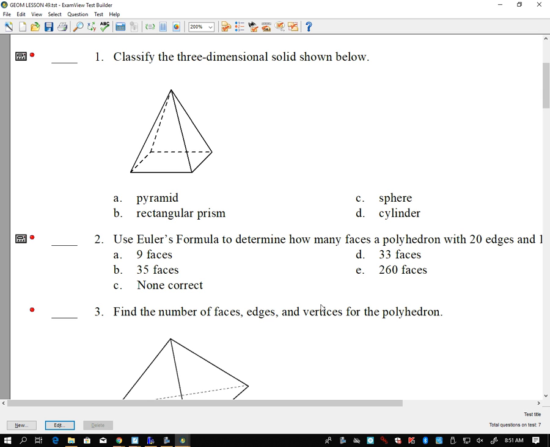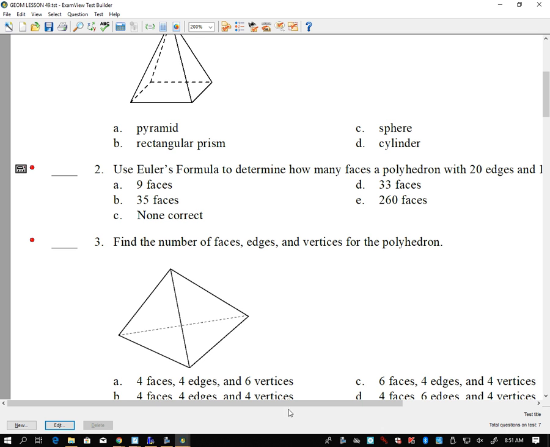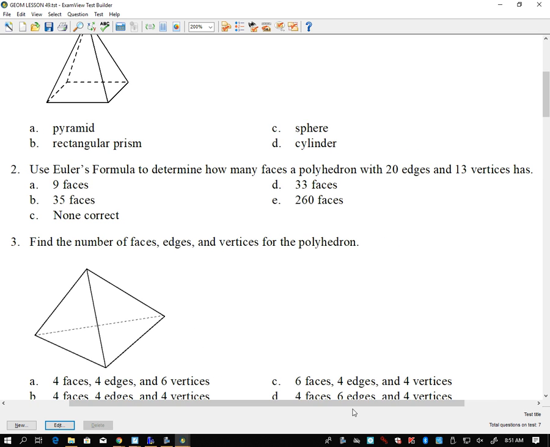All right. Now, did we write down Euler's formula from the last page? Yes or no? Somebody did. Katie did. All right. It says use Euler's formula to determine how many faces a polyhedron with 20 edges and 13 vertices is going to have. Well, what was the formula again? Can you tell me? V minus E plus F equals 2.